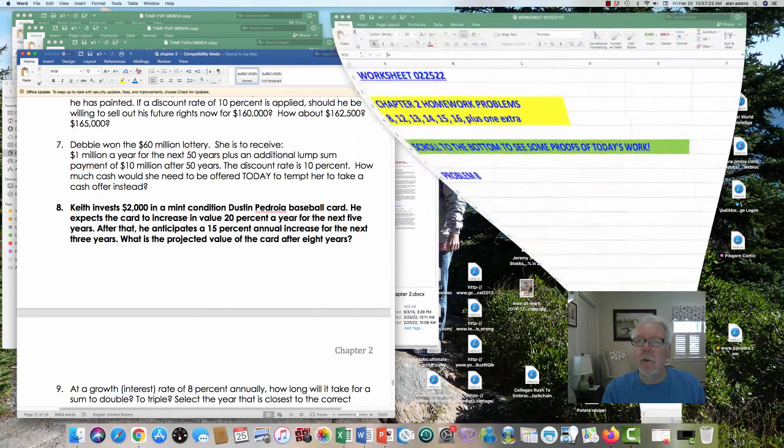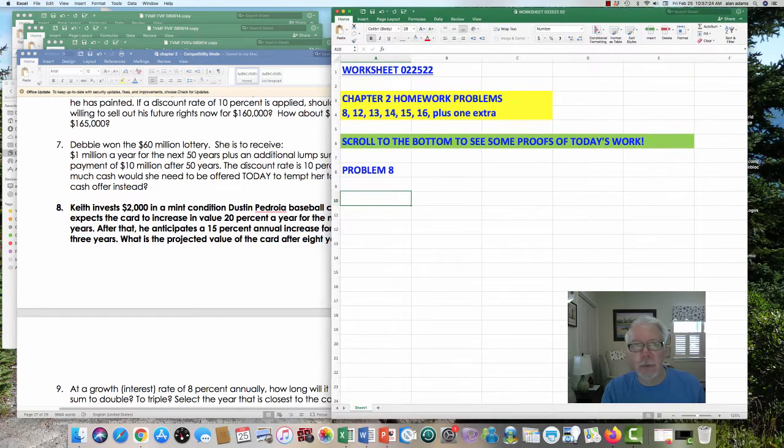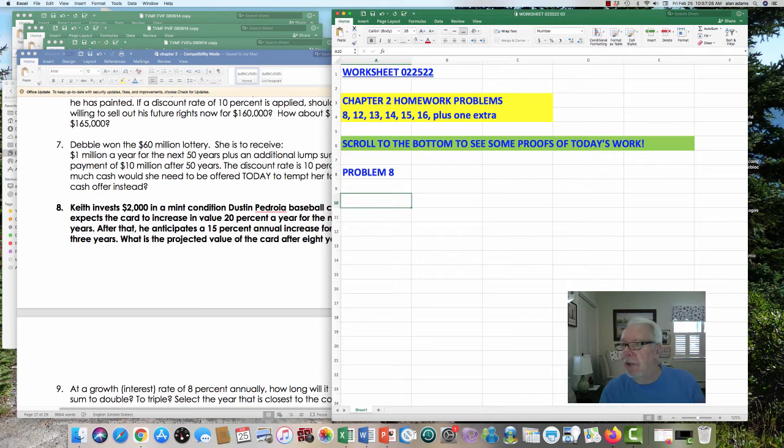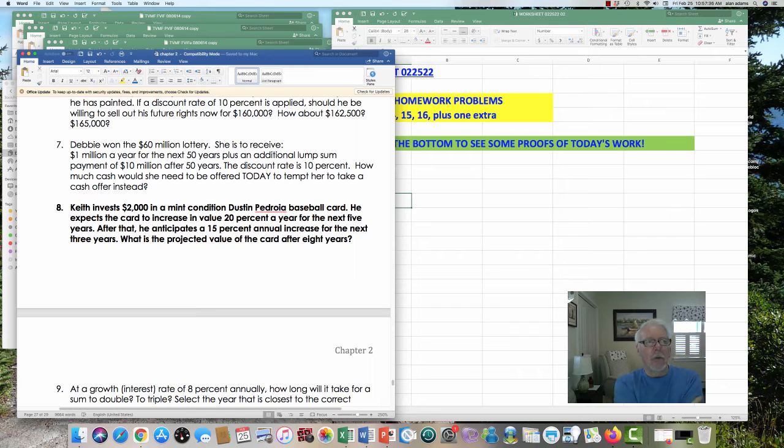So the first thing I'm going to do is call up an Excel spreadsheet here. This is where we'll place all of our solutions today, and as you can see in green there, you may scroll to the bottom to see proofs of today's work, okay? The very first thing we're going to do, and I've called up all 4 of our time value of money sheets here to refer to as we go. All right. One of my points here is to show you how easy it is if you understand how to use these sheets.